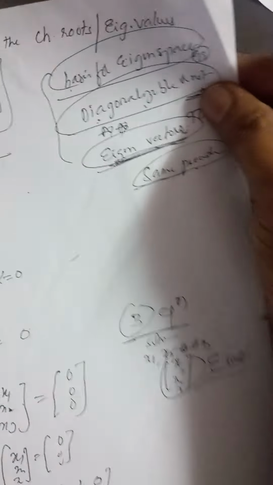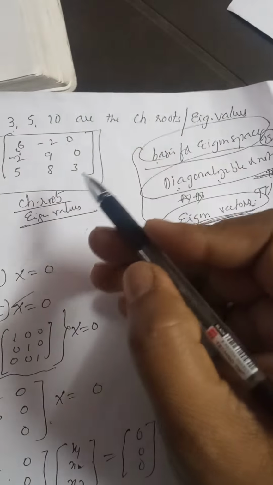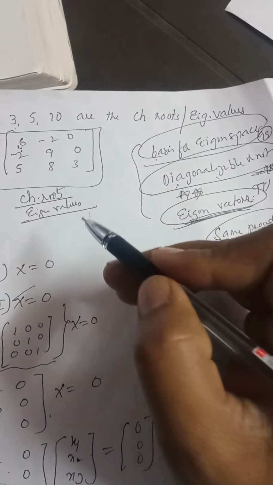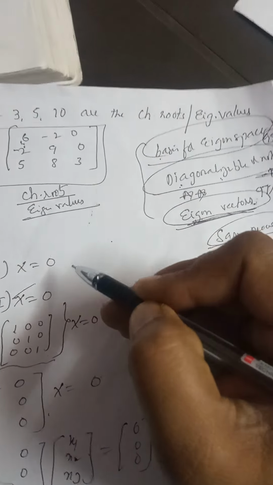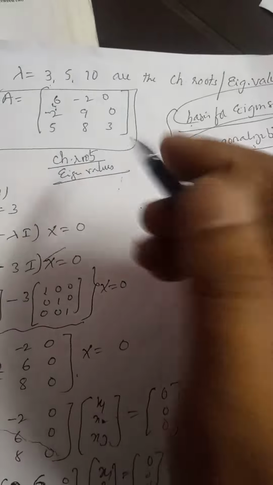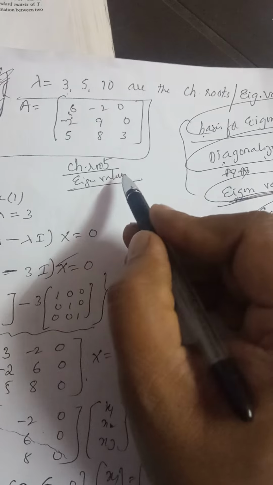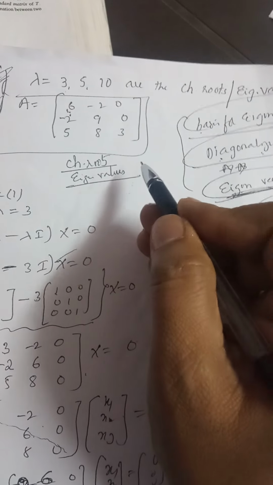Now see, for any matrix A, whether it is 2 by 2 or 3 by 3, you know how to find eigenvalues, you know how to find the characteristic equation. Each step is very, very important, right? Please do not skip the step, write the steps clearly. Now you know, for a given matrix, how to find the characteristic roots, or you can say characteristic equation or eigenvalues.